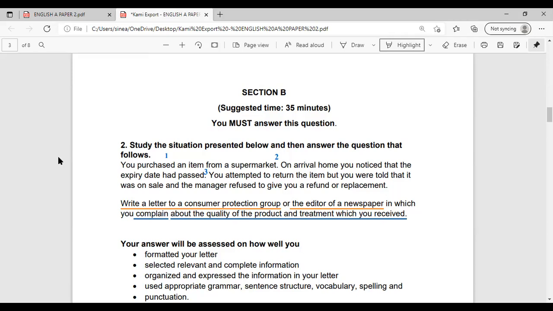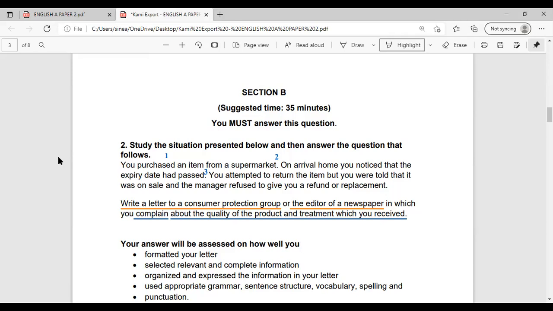You purchase an item from a supermarket, and you can make up a supermarket to make your letter sound more realistic. You have to be able to talk about when you notice that the expiry date had passed, and you have to speak about the issue in returning the item.